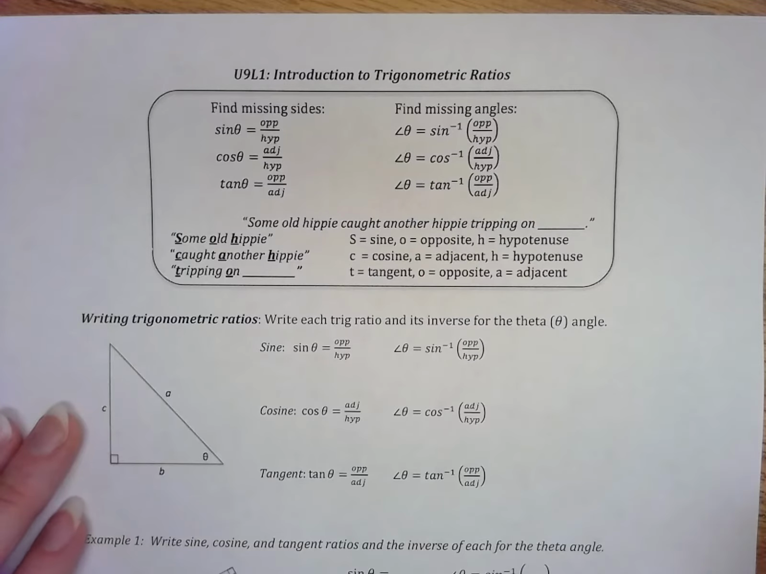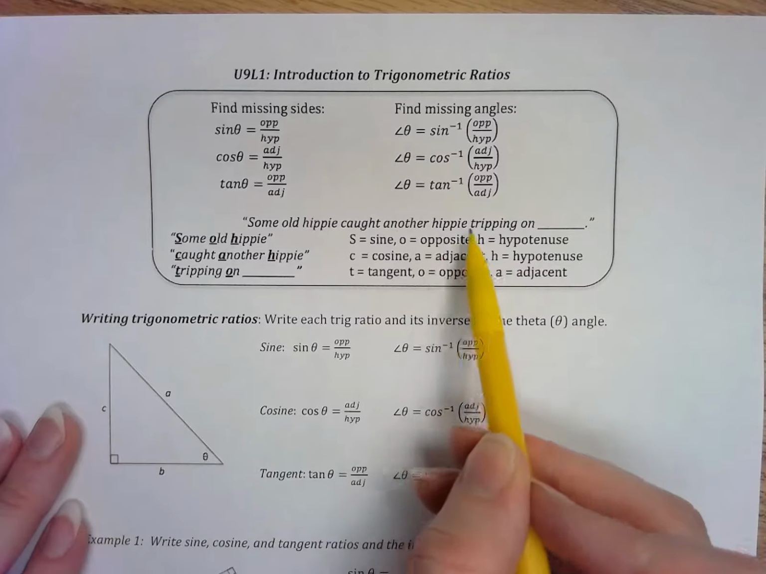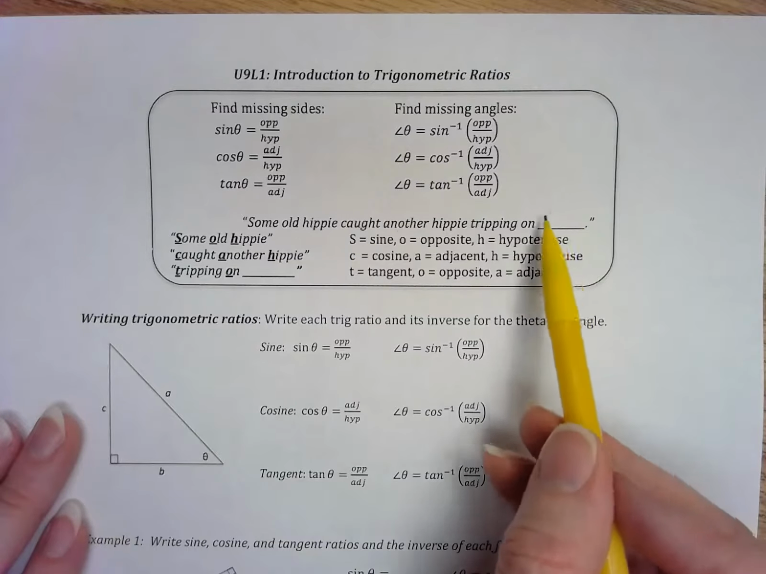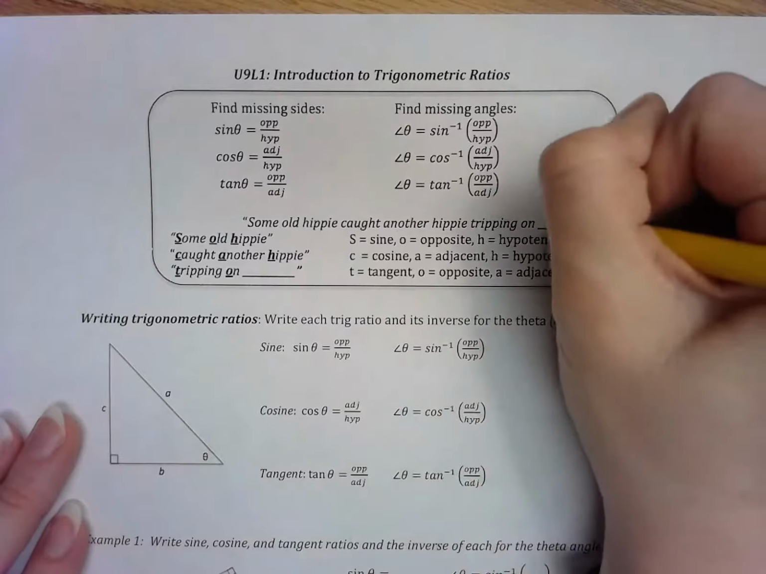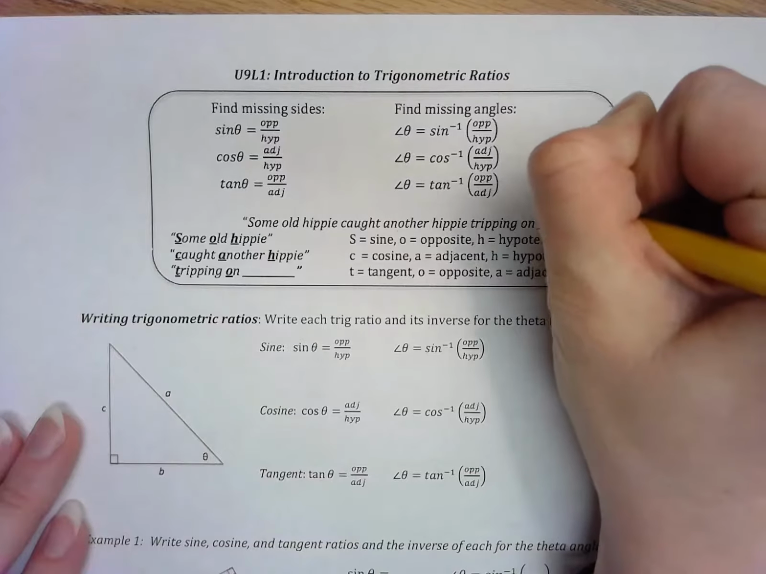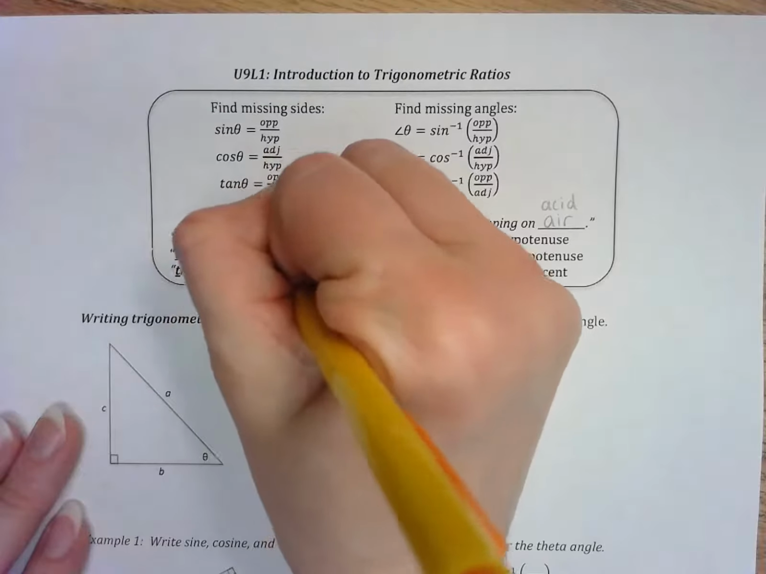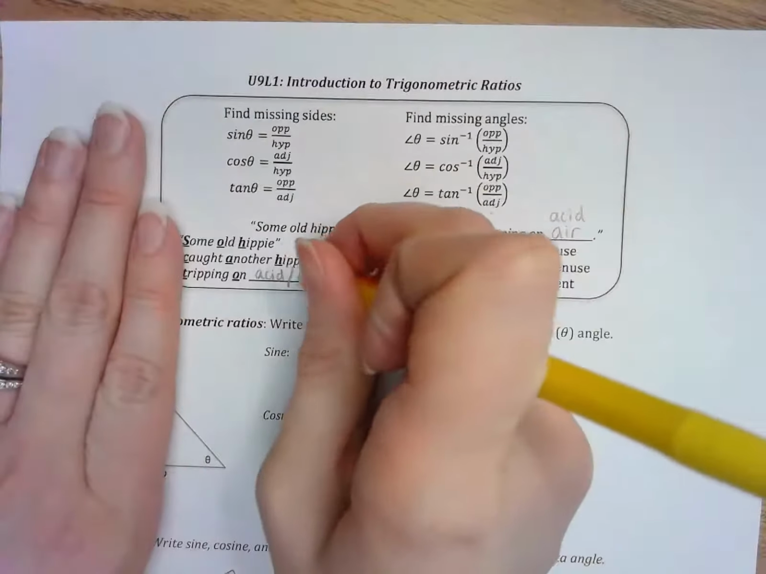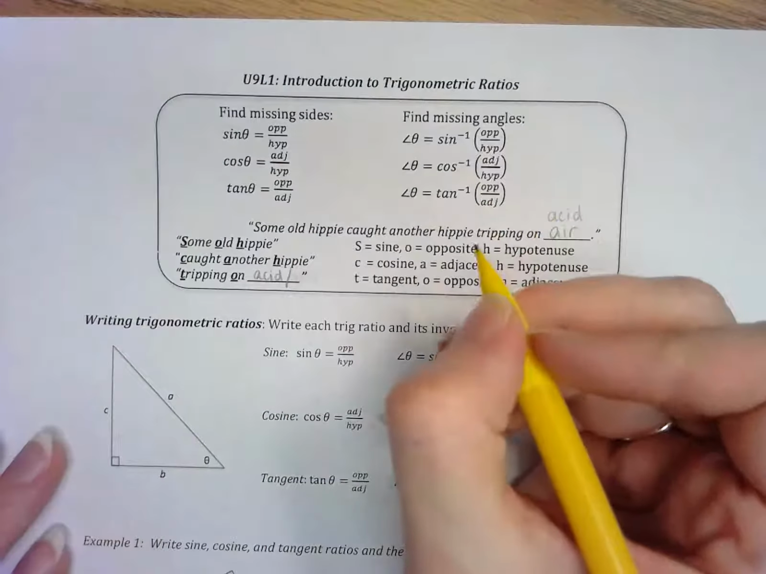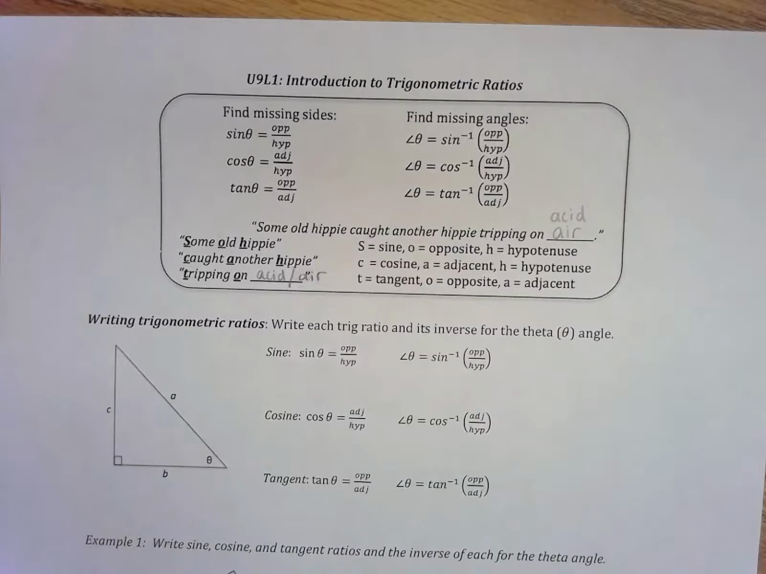A saying that you can learn to help you remember the sine, cosine, tangent ratios is: some old hippie caught another hippie tripping on acid. Acid's not an appropriate word for school, so you can say tripping on air. So learn the saying that works best for you. Sometimes these silly sayings do help you learn and remember the trig ratios.